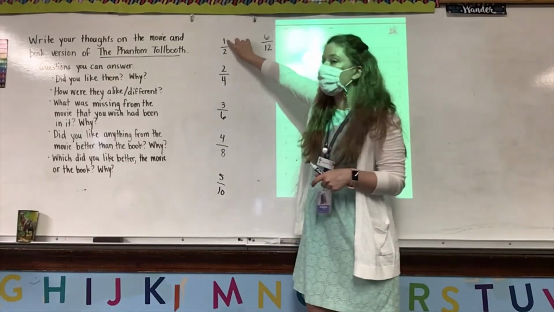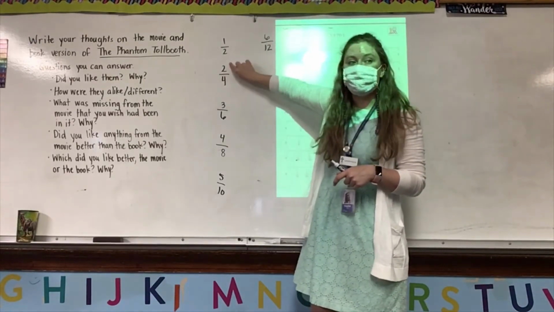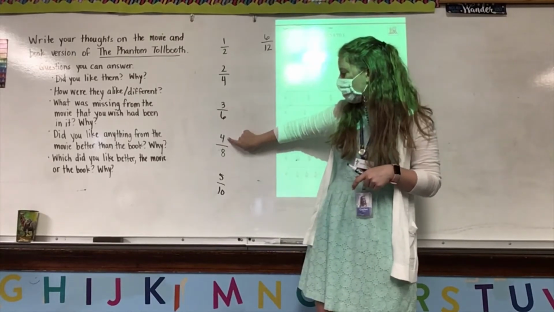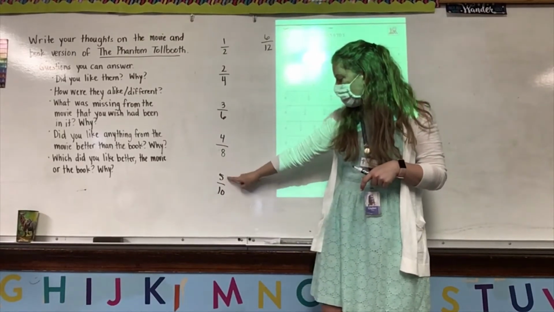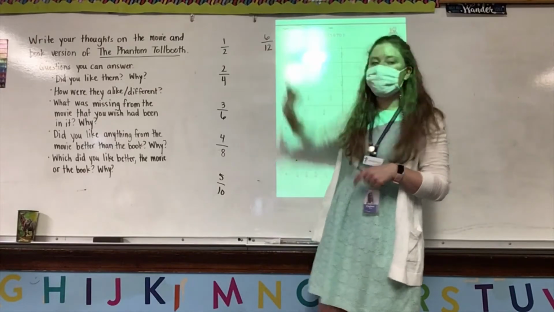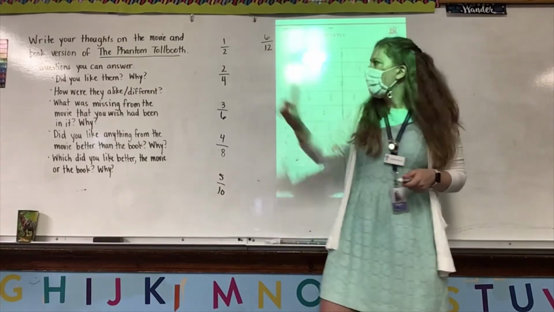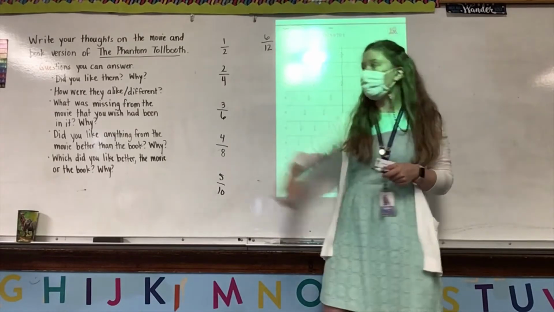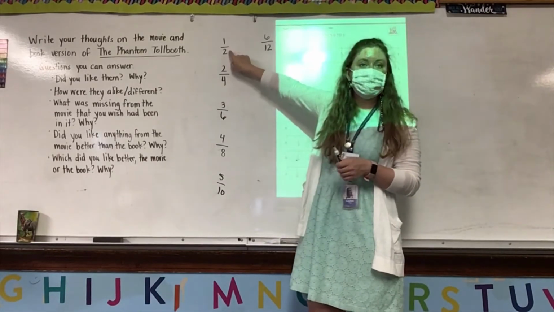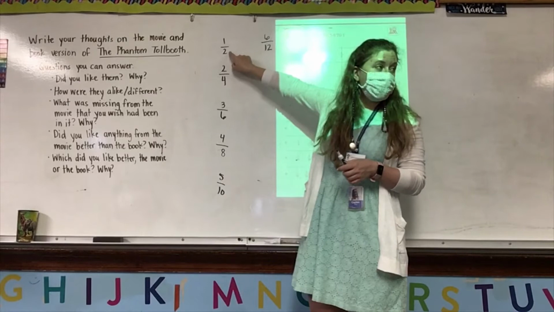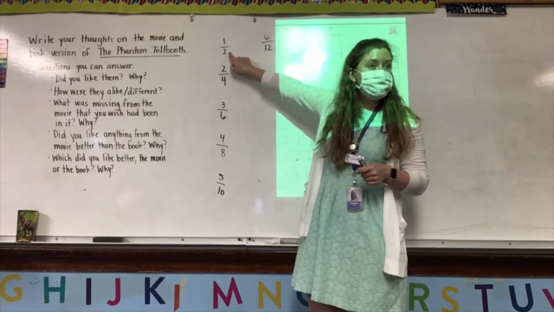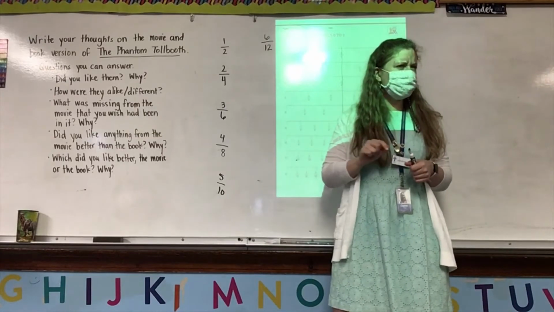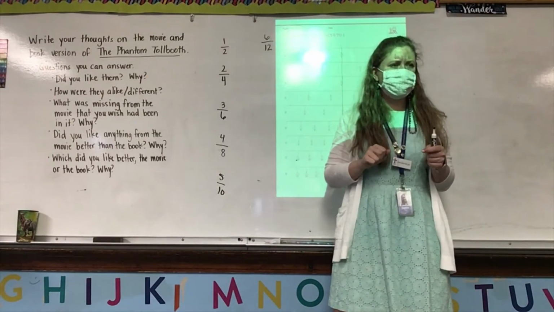2 divided by 1 is 2. 4 divided by 2 is 2. 6 divided by 3 is 2. 8 divided by 4 is 2. 10 divided by 5 is 2. 12 divided by 6 is 2. All of these fractions are equivalent to 1/2. That means when you're comparing fractions, think of what half of that number line with that denominator would be.